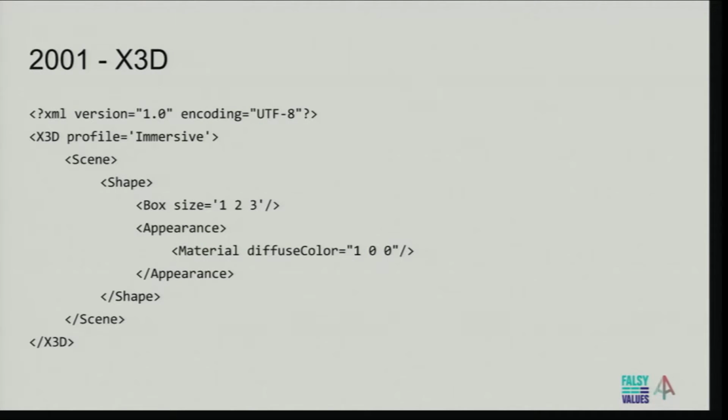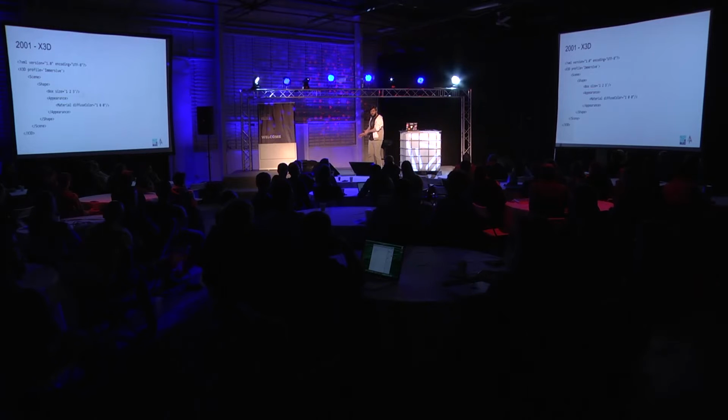Next up, 2001 was X3D. That's how you pronounce it, because it's free as in freedom or free beers. It's still XML, and it's trying to be declarative. Here we're describing a scene that should be immersive, which means there are no controls overlaid. It's just the plain 3D thing in the browser. We have a scene, which is basically a stage that we put things on. Then we have a shape, which is a box with certain dimensions. And it has an appearance, which is a material with a color that is red in this case.